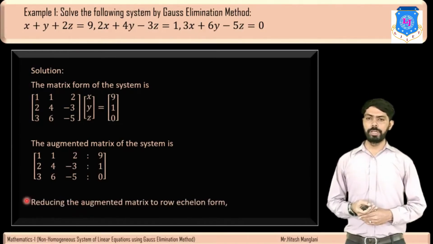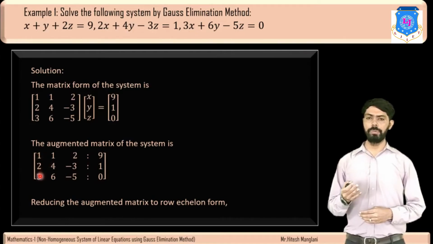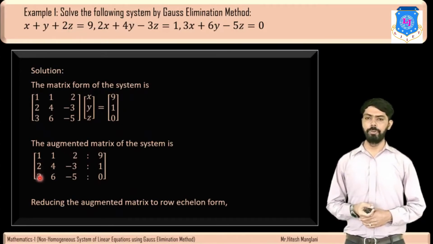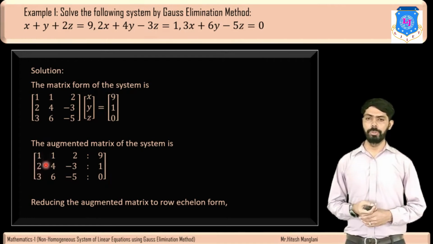Here if you look at the first row, the first non-zero entry is 1. But all entries below the leading 1 should be 0. Therefore we have to convert this 2 into 0 and this 3 into 0. So for that we will multiply the first row by 2, then subtract it from the second row. In the same way, to convert 3 into 0, we will multiply the first row by 3, then subtract it from the third row.